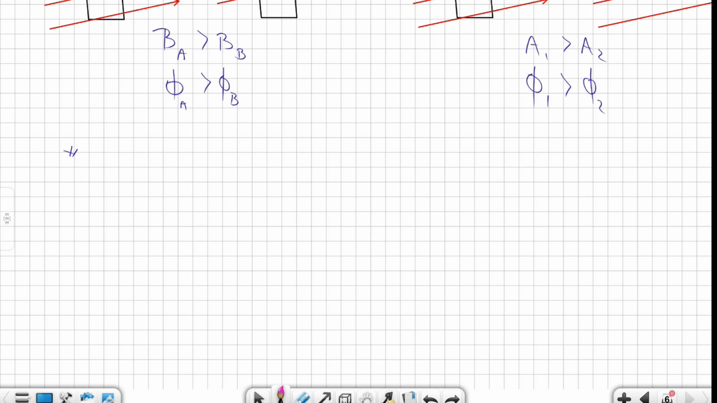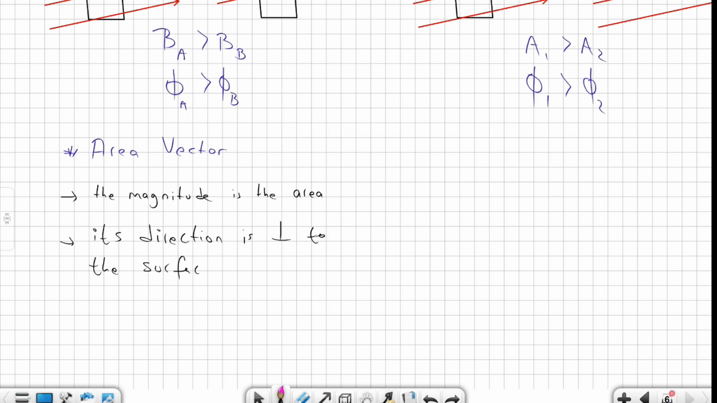Before talking about the third point, we need to find another vector which is called as area vector. An area vector is a vector which has a magnitude that is the area that you have studied until now. But since this is a vector, it must have a direction, and its direction is always normal to the plane or the surface. Normal means perpendicular.